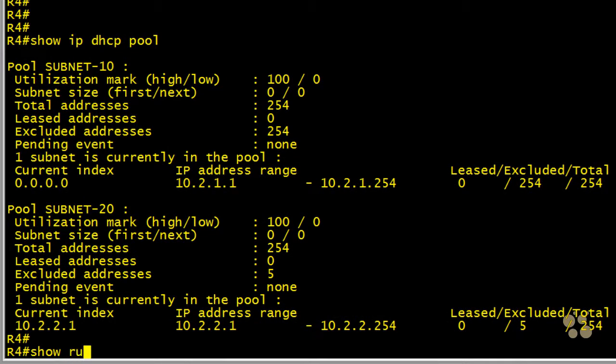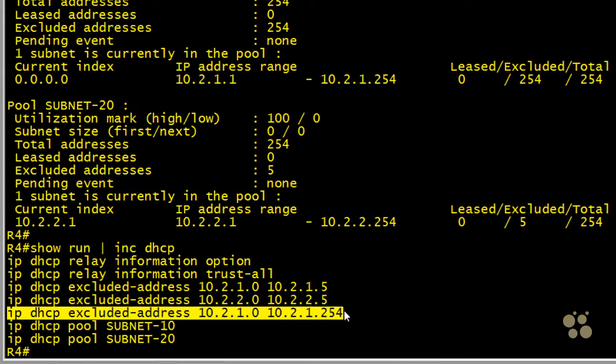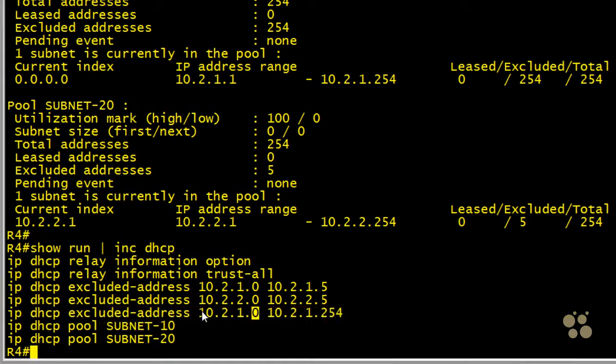We'll do a show run pipe include dhcp. So any line in the running config that has DHCP as part of it will show up in this output. And look at that. ip dhcp excluded-address 10.2.1.0 all the way through 10.2.1.254. Even though the DHCP server would never hand out 10.2.1.0 because that's the network address, an address where all the host bits would be zeros, so it wouldn't hand that out. But in any event, it's been excluded by this statement.